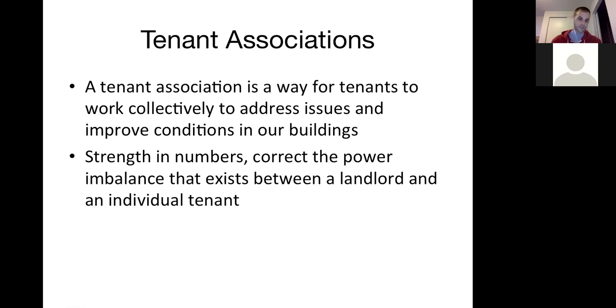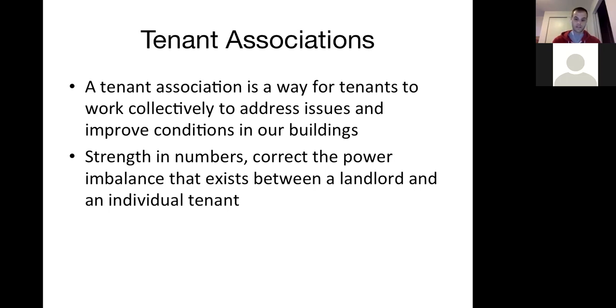Basically, a tenant association is just a way for tenants to work collectively to improve conditions and address issues in our buildings. The reason why we've organized together is pretty simple. There's a huge power imbalance between a landlord and a tenant, especially when you have REITs and large corporate landlords, but even a landlord who might own one triplex or a 112-unit building has a lot of money and a lot of power. They're able to hire property managers and lawyers to take care of things. There's a huge power imbalance.